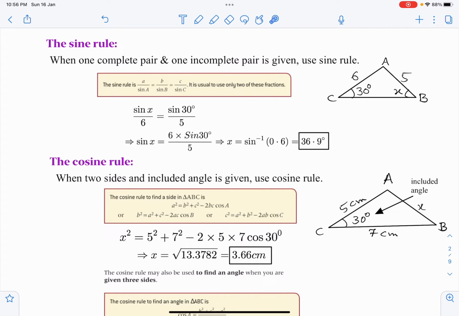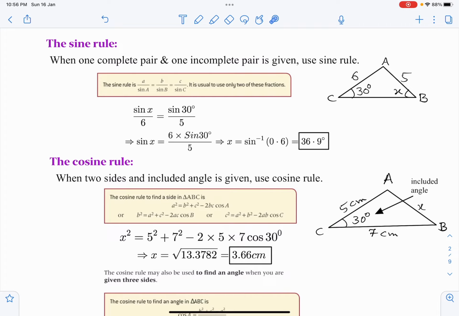For example, here this is one complete pair: angle and the side in front of it. And there is another incomplete pair. Angle is not known, but the side is known. It can be the other way. Side can be known and angle unknown, or side is unknown and angle can be known. So this is an incomplete pair, and the other is a complete pair. In such a case, always use sine rule.